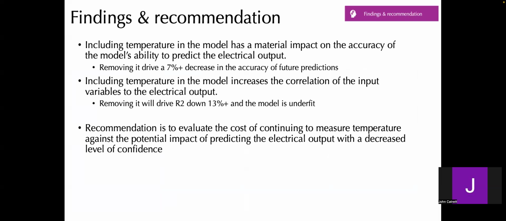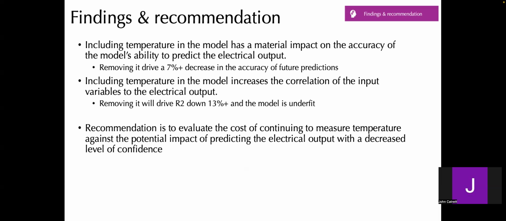So, as we've shown, including temperature in the model has a material impact on the model's ability to accurately predict the electrical output. Removing it drives a 7% plus decrease in the accuracy of future predictions in both the training and validation sets. Including temperature in the model increases the correlation of the input variables to the electrical output. Removing it will drive our R squared down 13% plus and cause the model to be underfit.